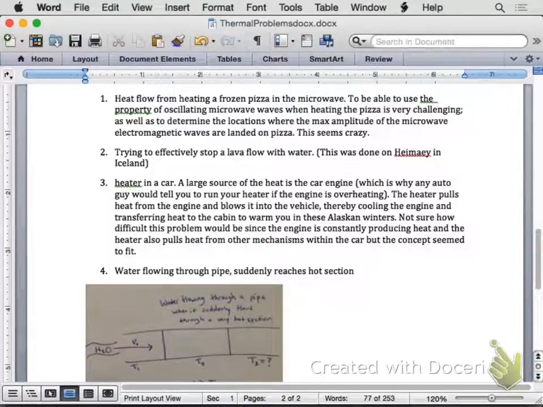Heater in the car. The engine is your source of heat, but you want to heat the cabin and cool the engine in the process. So thinking about what are the things you might have to think about to have a heat source that you don't want to get too hot, and a cooler environment next door that you want to warm up.